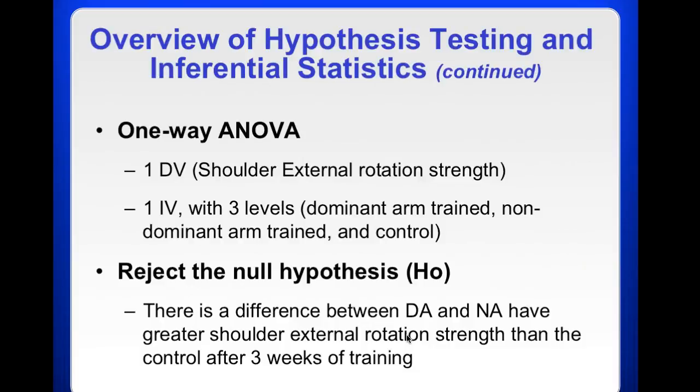Alright, so how am I going to analyze this? Well, the most basic way is the one-way ANOVA. I'm probably going to run some other statistics as well, but just for the purposes of this class, the one-way ANOVA is the main statistic that I'm going to use. My dependent variable being shoulder external rotation strength, my independent variable having 3 different levels because of the 3 different groups.